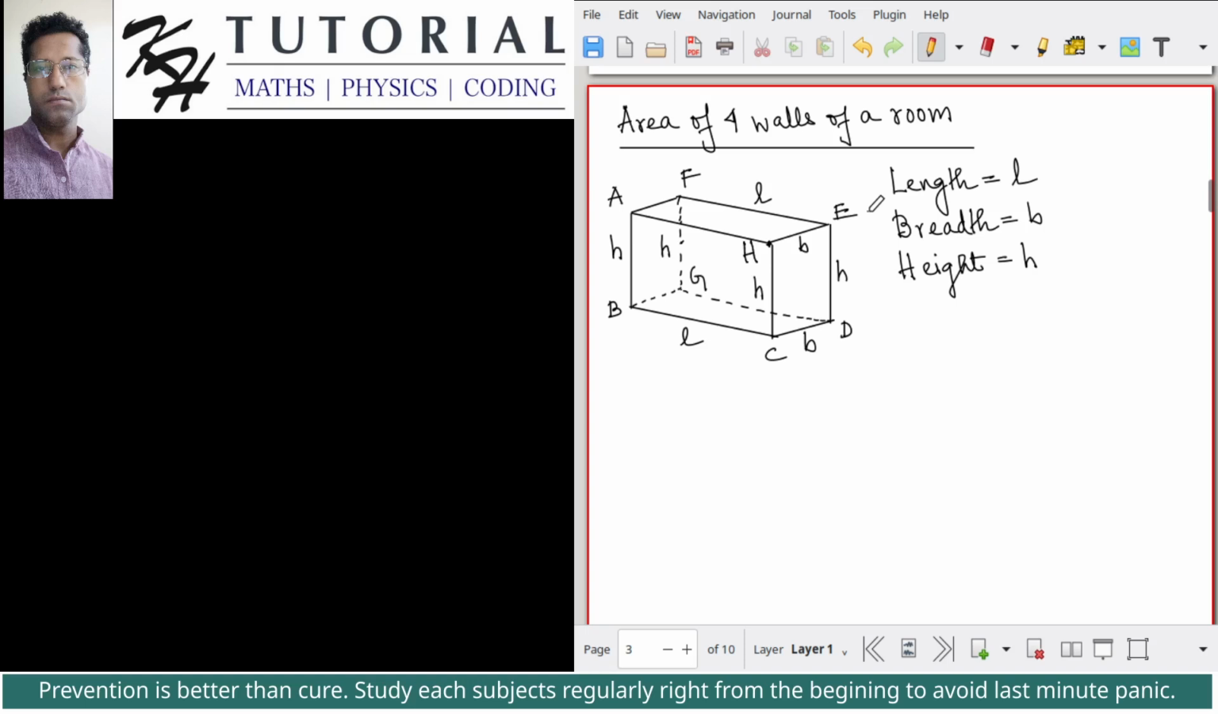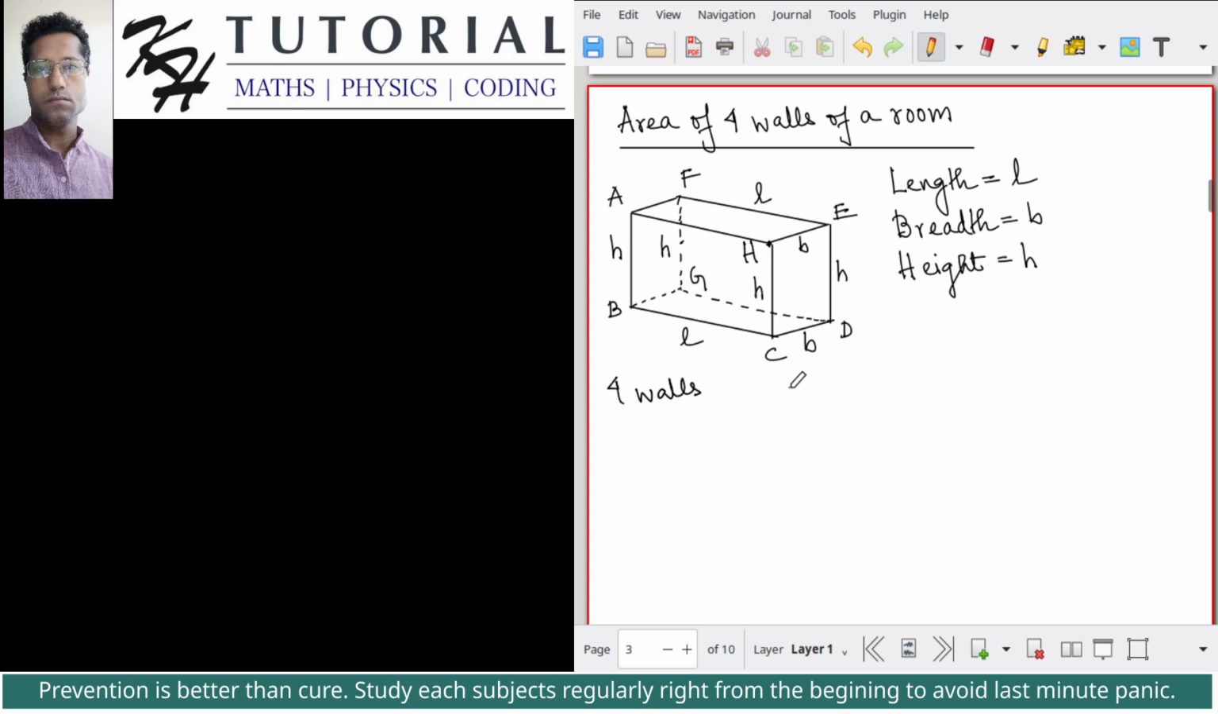So what will be the area of the 4 walls of the room? First of all, we need to identify what the 4 walls of the room are. The area of the 4 walls of the room will be the sum of the areas of the individual walls, and as you can see from this figure, each wall of the room is a rectangle.